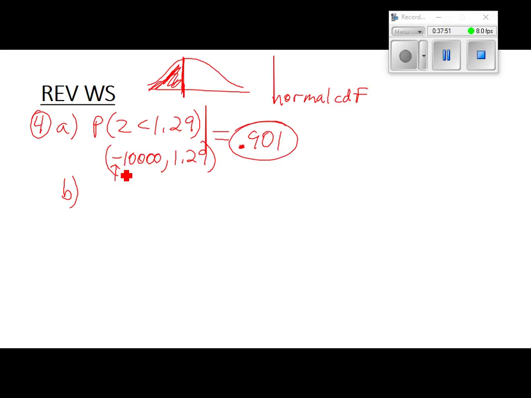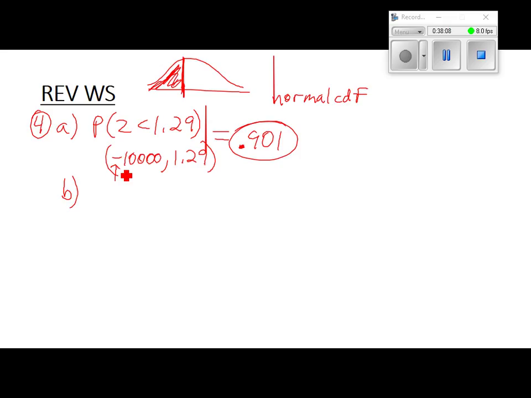Because the calculator's looking at that and going, how in the world do you go from 10,000 to 1.29? That's going the other way. Something's not right. So it's giving you an answer that should never happen.